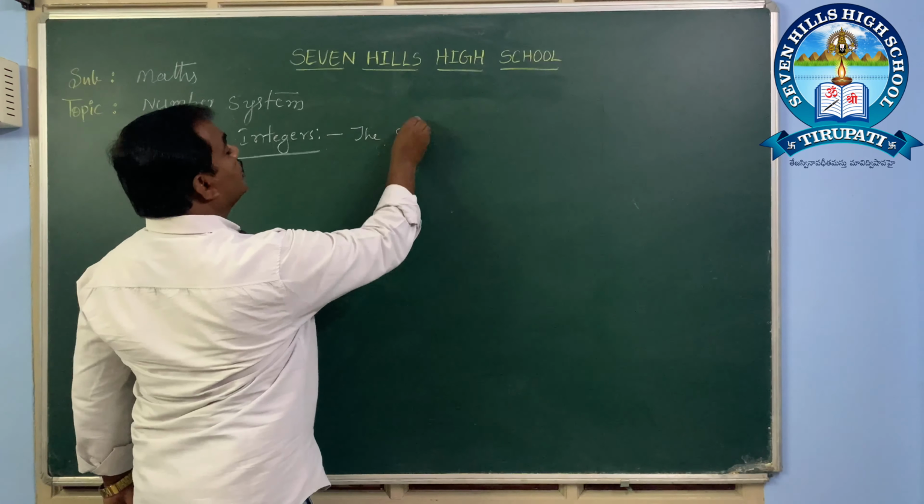Irrational numbers. So what is meant by irrational numbers? The numbers which are not in the form of p by q are called irrational numbers. Those which are in the form of p by q are called rational numbers.